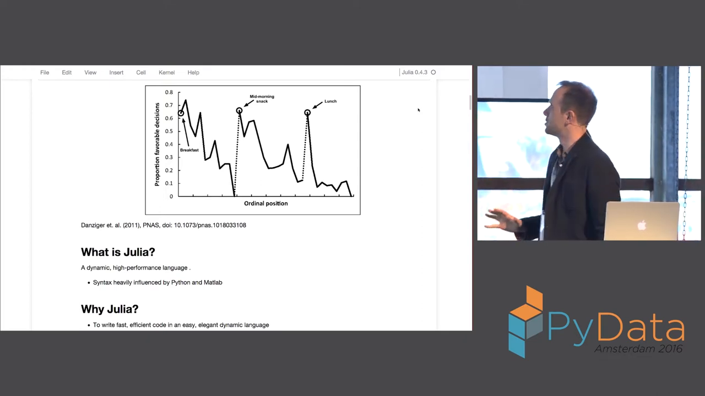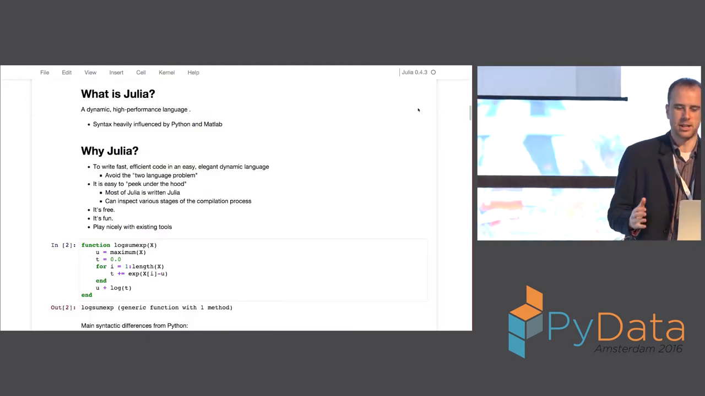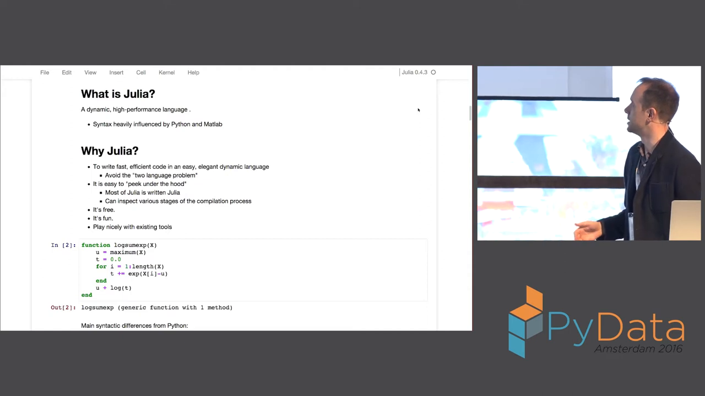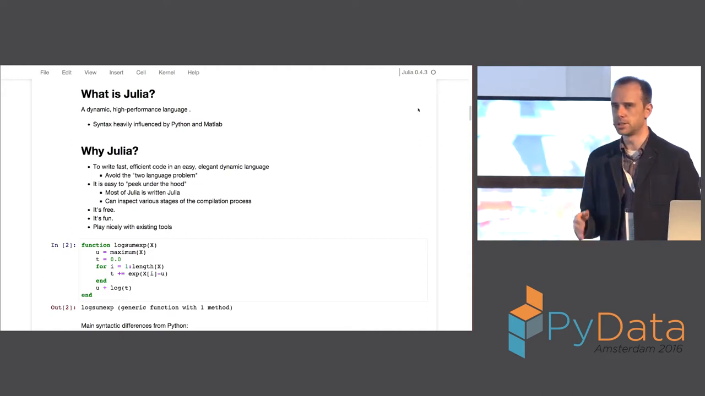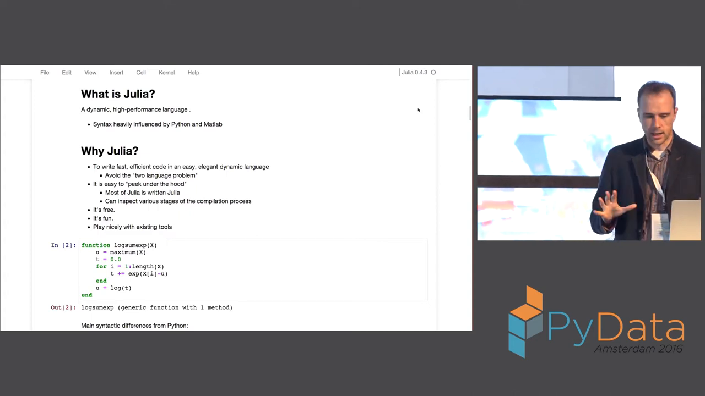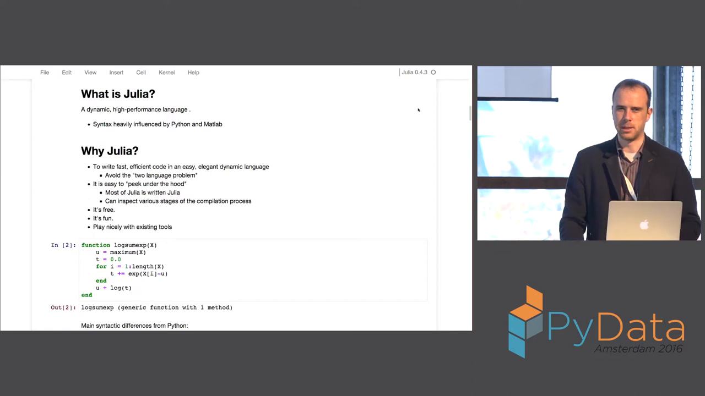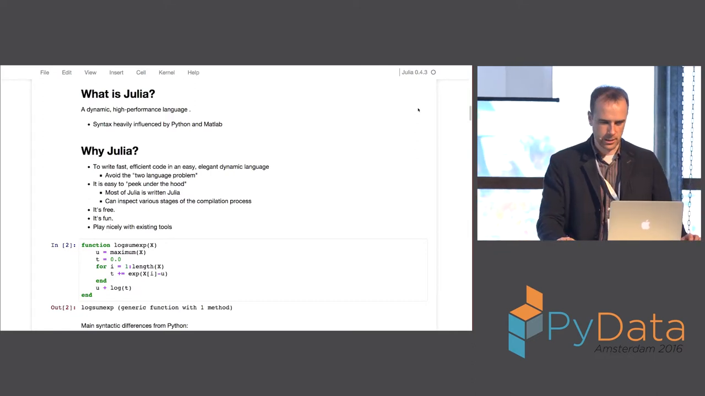So what is Julia? It's, fairly simply, a dynamic, high-performance language originally designed for technical computing, but it's starting to become much more broad. The syntax, I guess, is very heavily influenced by Python with a smattering of MATLAB and a few other things.